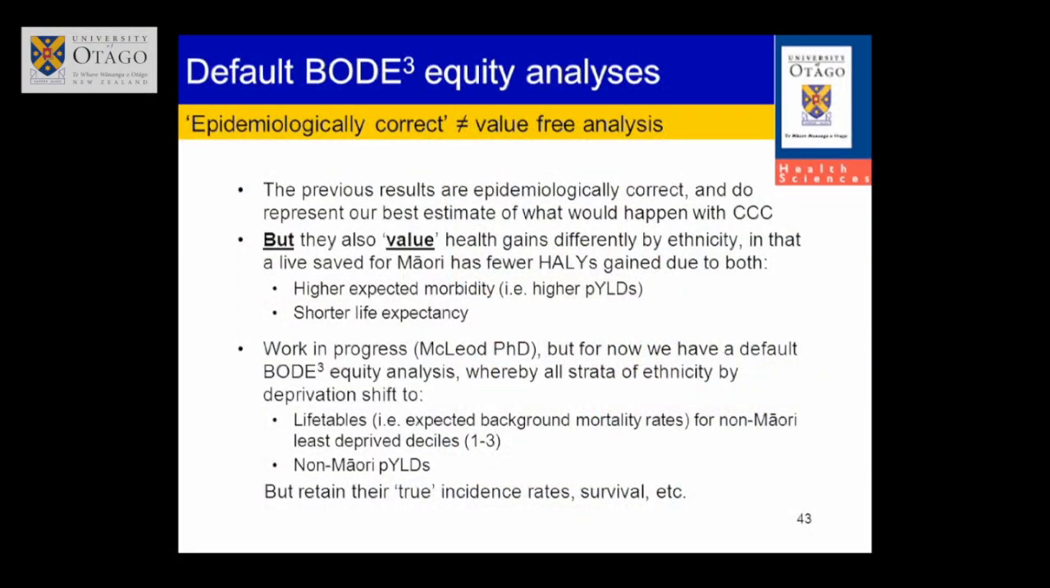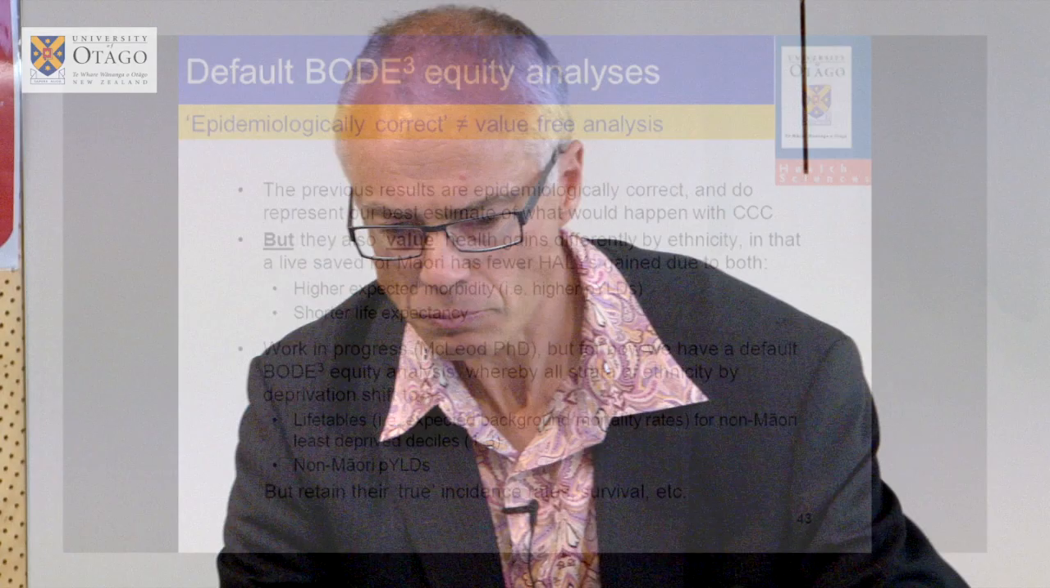At this point, we have what we call the default BODE equity analysis. In the default BODE equity analysis, we simply assume that everybody has the best life table, which is least deprived, deciles 1 to 3, non-Māori. And we also assume that Māori get the non-Māori PYLDs. So we take those two things out. We still leave sex and age variation, and we still leave variation in incidence and survival differences. But we take out the things that affect the rewarding or the weighting of the HALY.